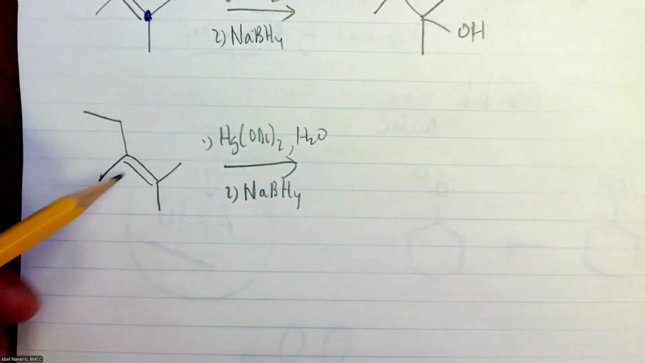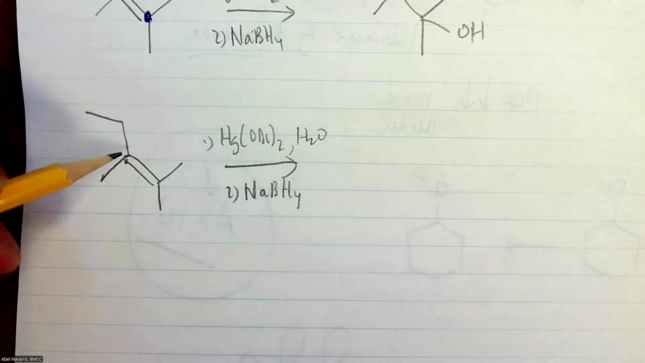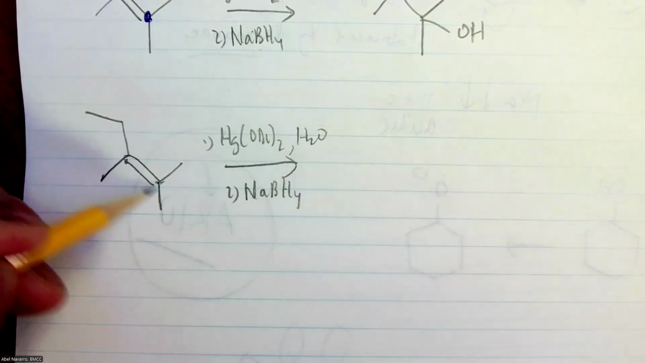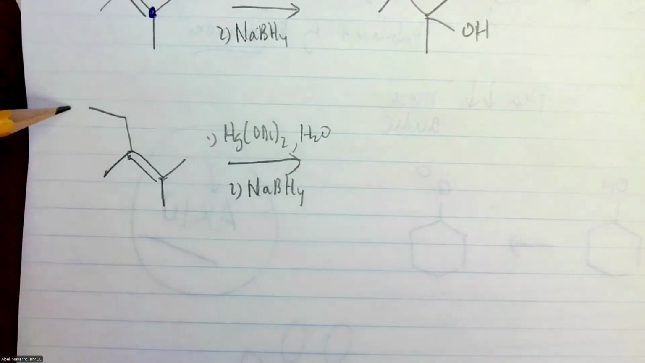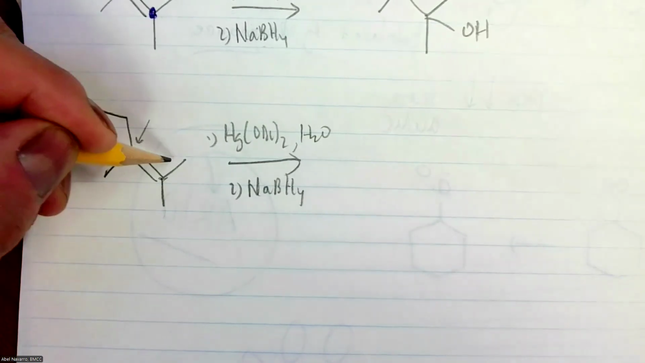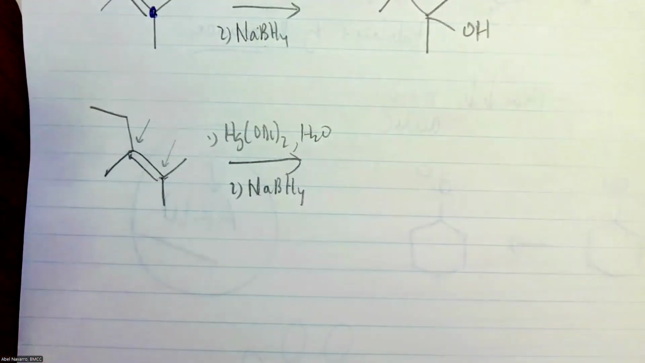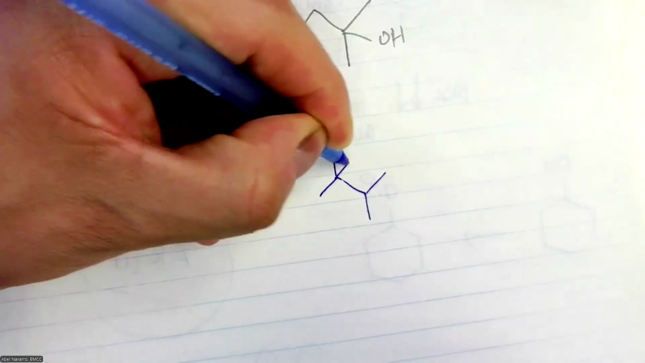Now I have to decide which one is my Markovnikov and anti-Markovnikov side. In this case, this carbon has two branches. This carbon has two branches. So there is no difference. Oh, but this one is an ethyl. Does that make a difference? No. What makes a difference is the number of branches. So you will have an alcohol here and also an alcohol here. Why? Because both of them are Markovnikov. So you should report two alcohols.